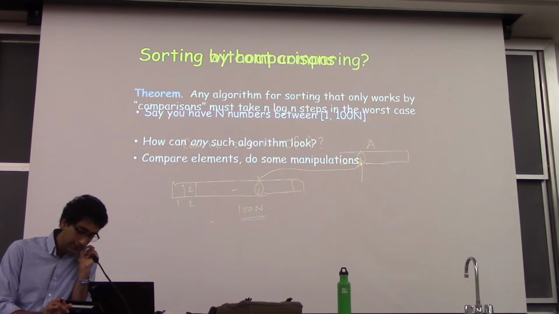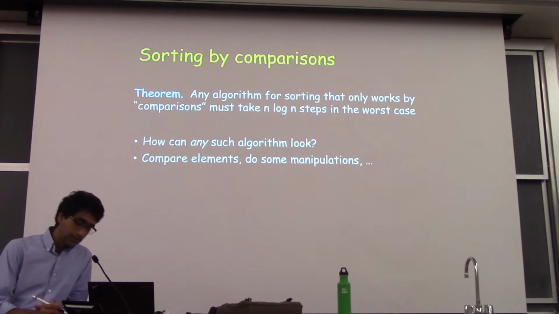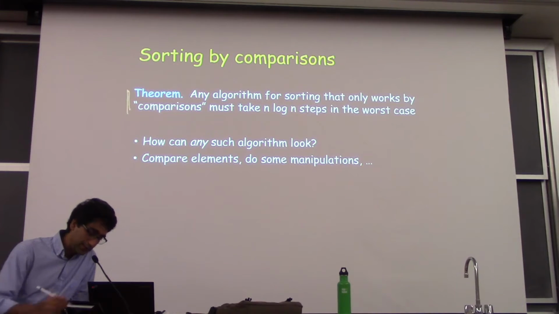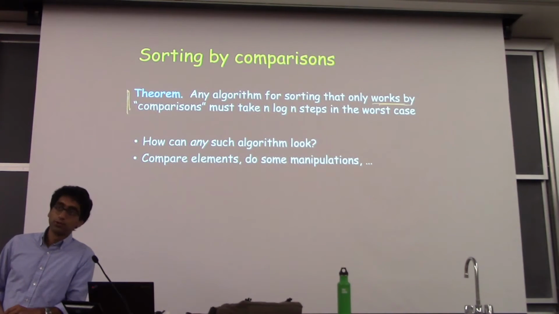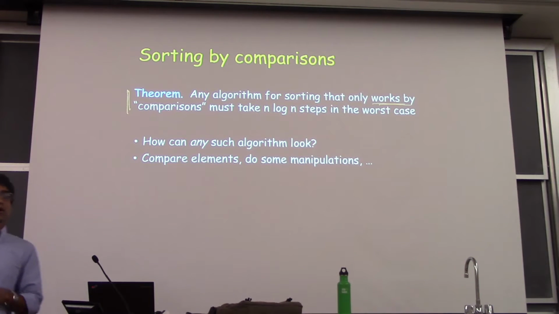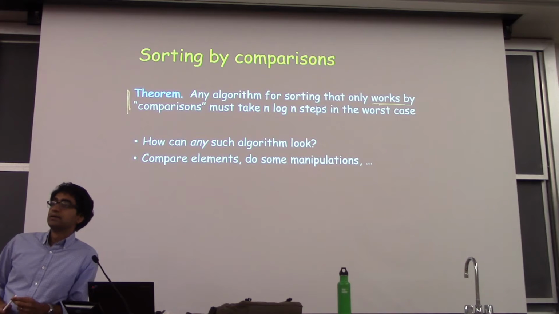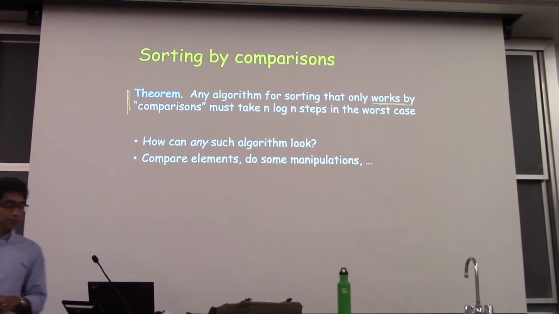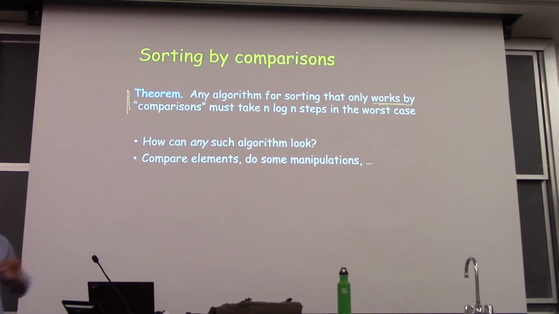Okay, so that's the kind of algorithm that we want to study, and we want to show that any algorithm that just compares must take at least n log n steps. Okay. So how would we go about proving such a statement? It's tough to do this, but first let's try to think, how could any such algorithm look?